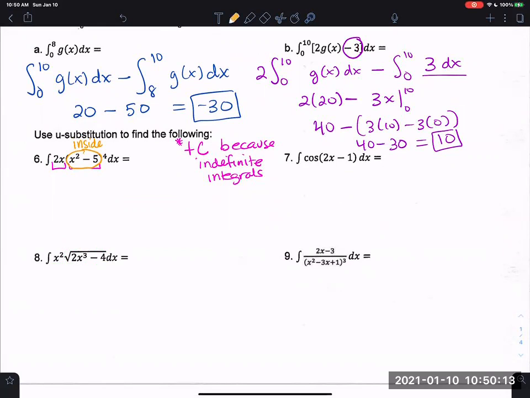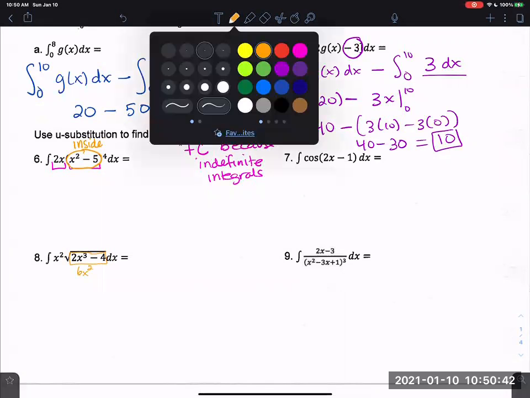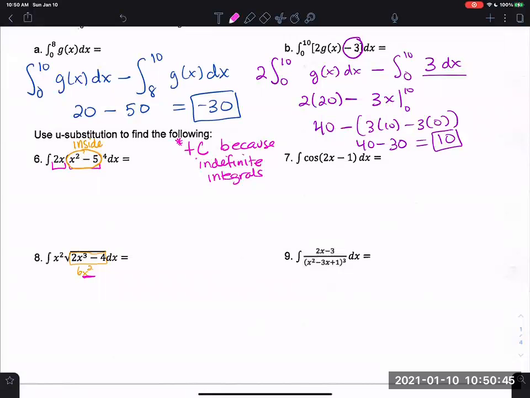So if I think about the square root function itself and this specific expression, that specific expression is inside the square root function. So if I take 2x cubed minus 4 and take its derivative, it's not perfect, but I get 6x squared. And what you need to notice about that is the x squared part, because it is right here. With a little manipulation, we will be able to use U substitution.